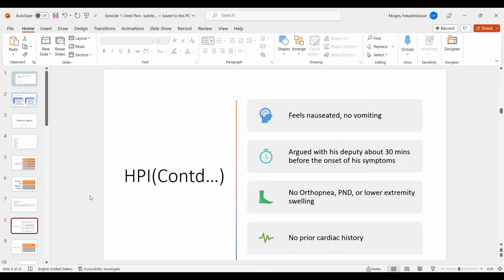Okay, so that makes your differential diagnosis of esophageal rupture less likely. This is how you approach it. So you have to ask whether I was vomiting or not. I said I was not vomiting. Actually, I have provided that information. And GI is really relevant.